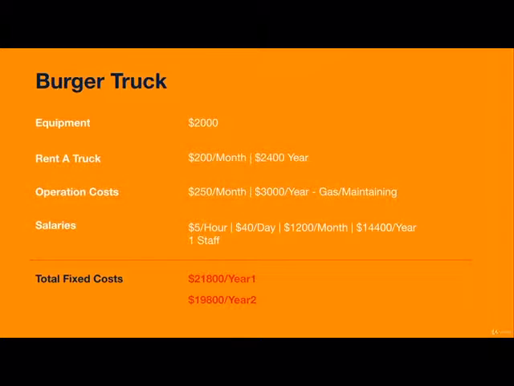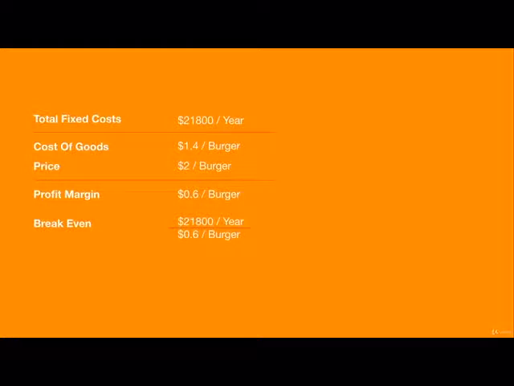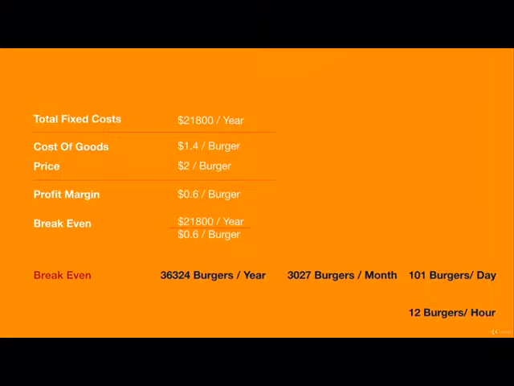Let's find your break-even for your first year in business. Your total fixed cost is $21,800. Let's look at cost of goods: $1.40 per burger. Your price will be $2 per burger. Your profit margin will be 60 cents per burger. Your break-even point is $21,800 a year divided by 60 cents, which equals 36,324 burgers per year. That equals 3,027 burgers a month and 101 burgers per day, which equals 12 burgers an hour if you operate for 8 hours a day.